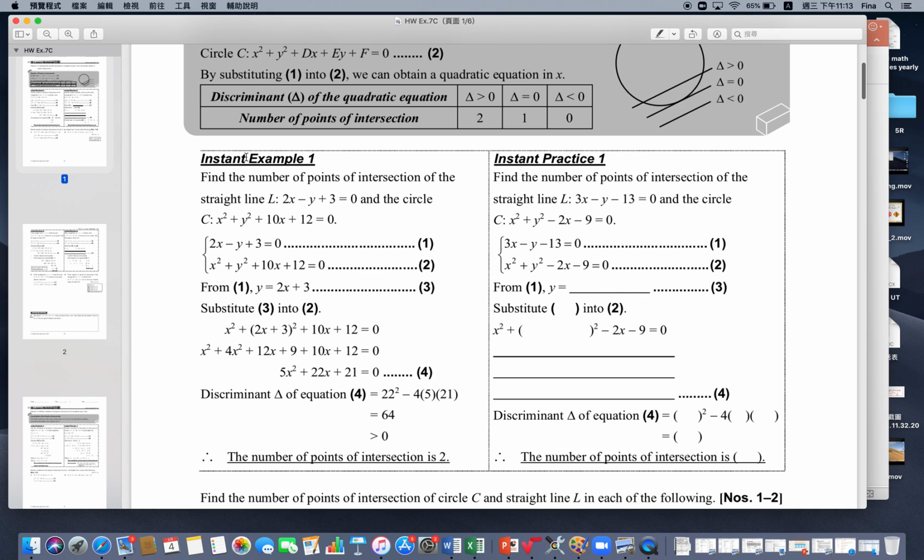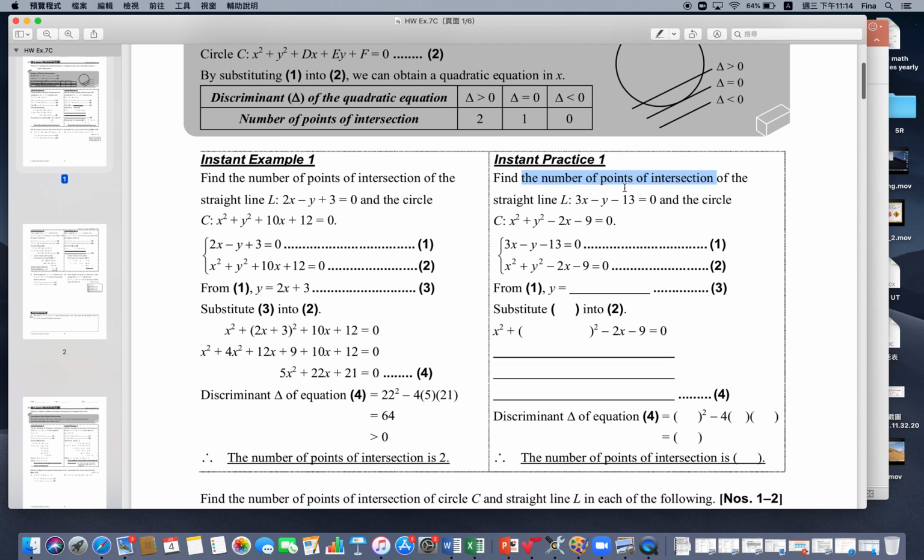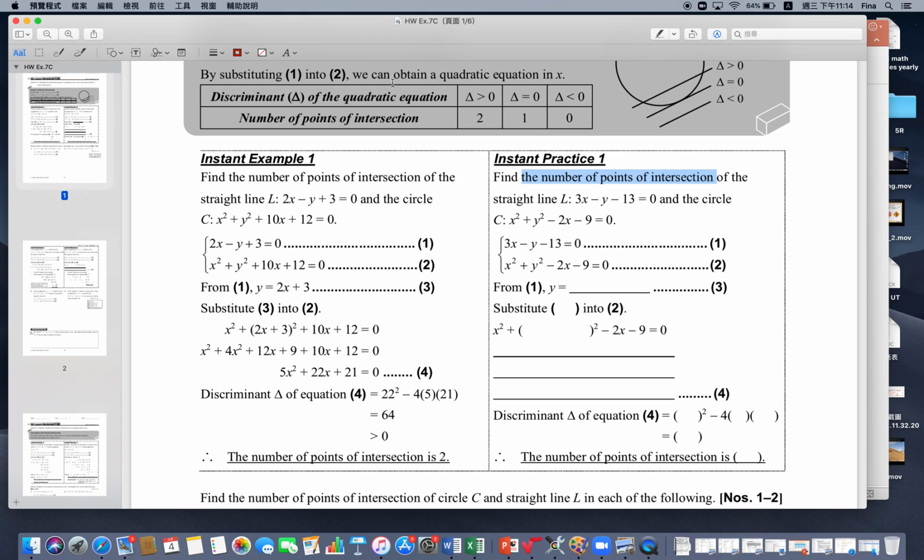Let's look at some examples. For example 1, you can read it by yourself, and I just want you to get the idea of when you have to consider the delta. That means if the question asks you the number of points of intersection. For this instant practice 1, you are asked to find the number of points of intersection, so you know that you have to consider delta.